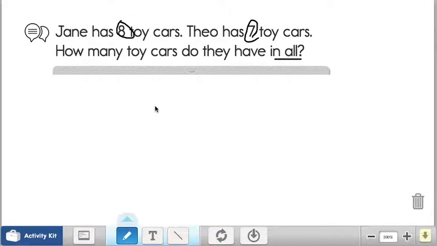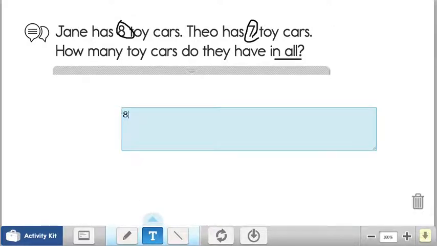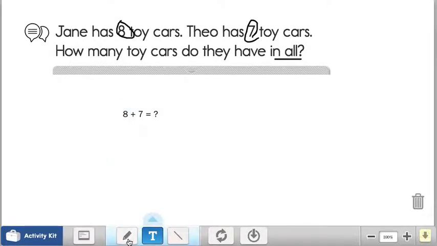So we would need to then write a number sentence to solve this. A number sentence for this would be 8 plus 7 equals question mark, because we don't know what the answer is. Once we solve 8 plus 7, we get 15. We call this type of story problem a one-step story problem because there's only one operation we have to do. We only add. We don't have to do anything after we've already added that one time.